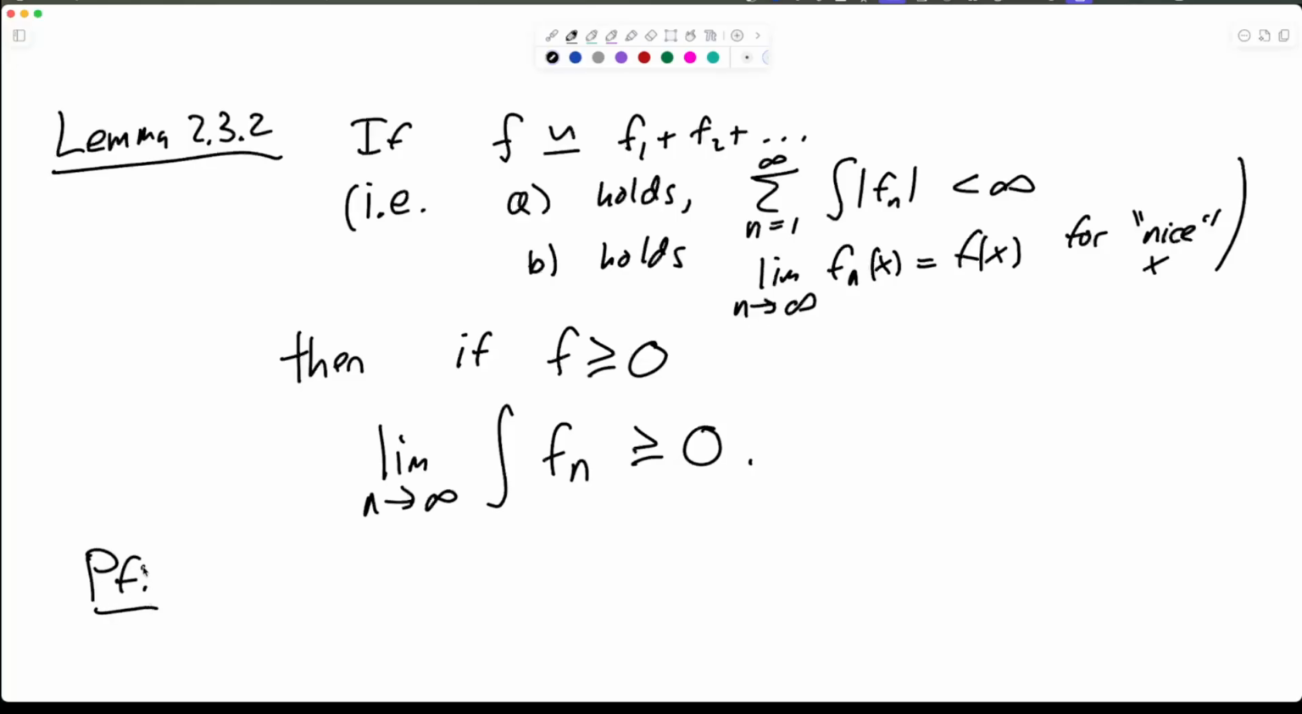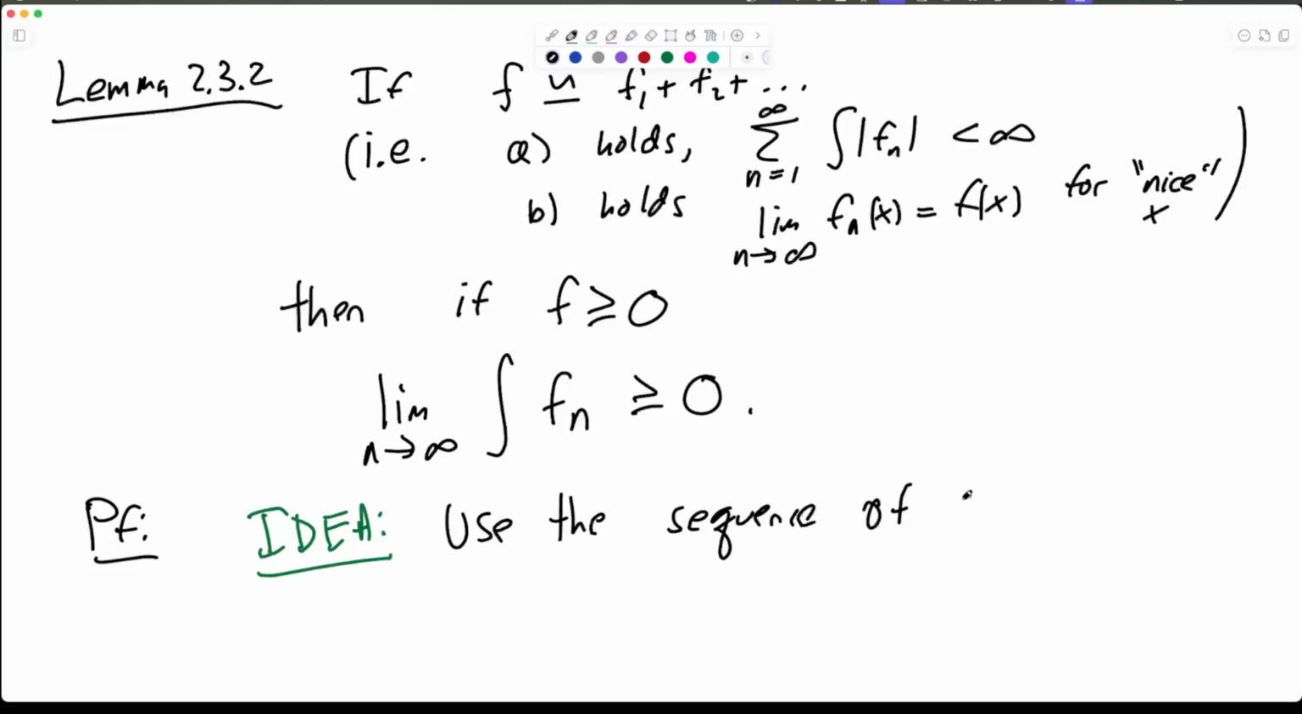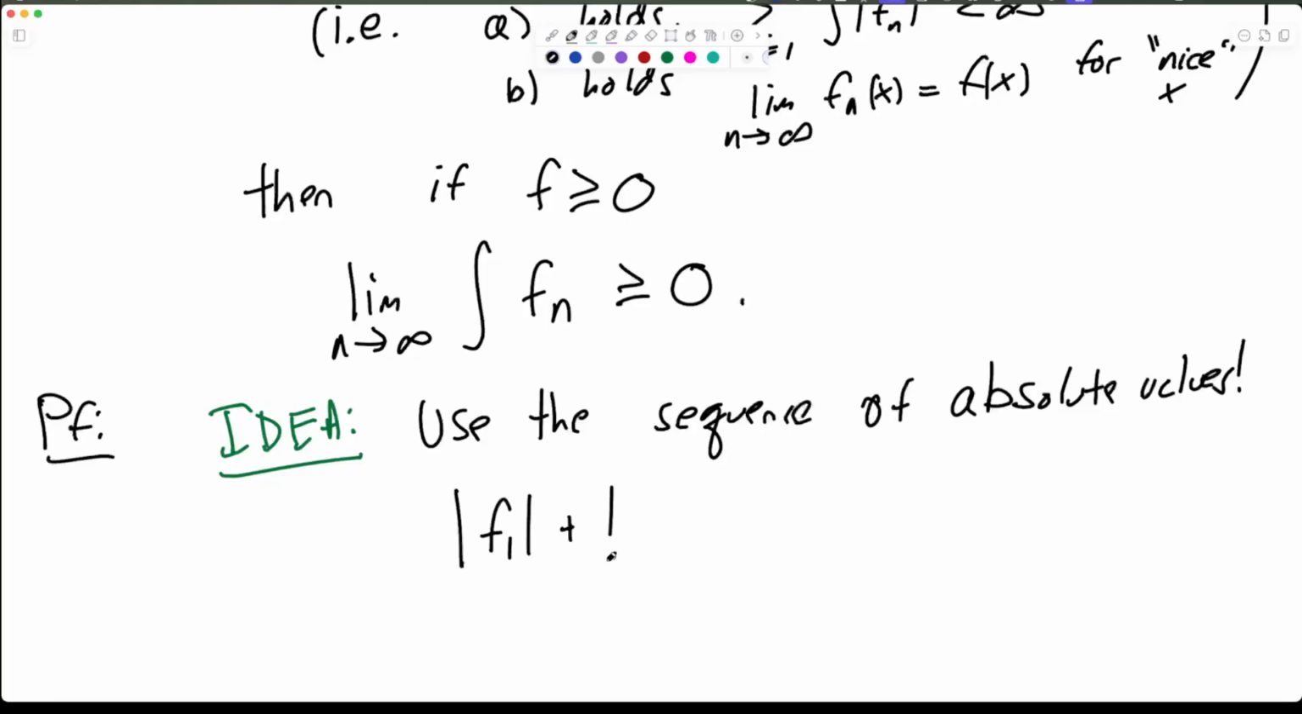Okay, here's the proof. The idea of the proof is that, look, the fn's are not monotone increasing, right? We have a nice tool that works if the sequence is monotone increasing. The fn's are not monotone increasing. They go up, down, up, down, up, down. That would be bad. But the idea is to use the sequence of the absolute values. So we're going to look at the absolute value of f1 plus the absolute value of f2 plus the absolute value of f3 plus dot dot dot.